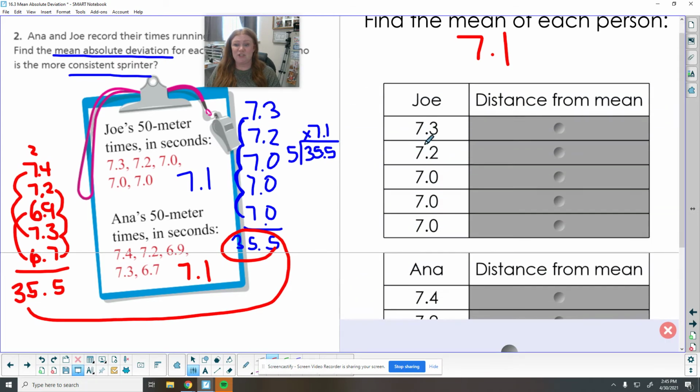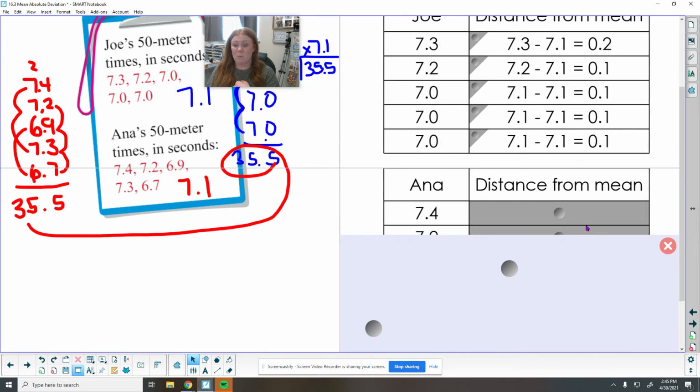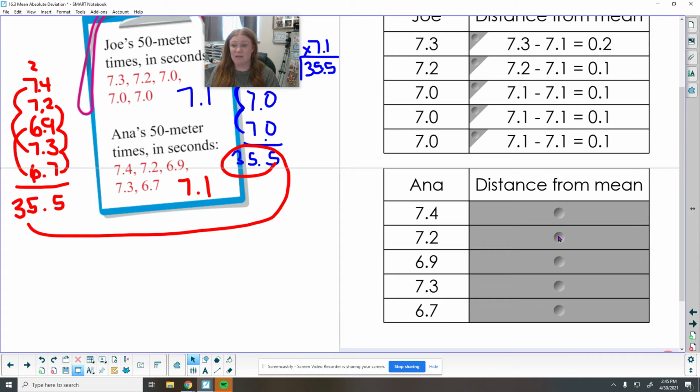So we can see Joe here. So we need to decide 7.3 minus 7.1. So we're finding the distance from the mean to their race time, which is 0.2, 2/10. So 7.2 to 7.1 is a difference of 1/10. And these ones are pretty easy: from 7 to 7.1 is a difference of 0.1, 0.1, 0.1. So go ahead and see if you can finish Anna's chart here and then come back and let's check.